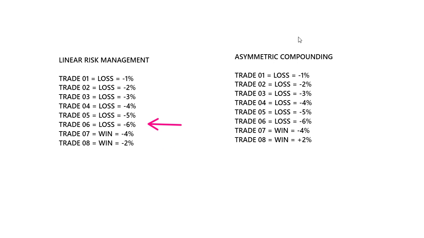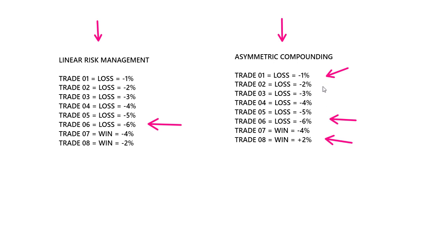If you are trading with the same trading strategy, taking the same trades as someone using the linear risk management technique, but you are using asymmetric compounding instead, you could have 6 losses in a row, which will cause you to be down about minus 6%, but just 2 back-to-back winners is going to bring you up to plus 2%. How's that possible, you ask?